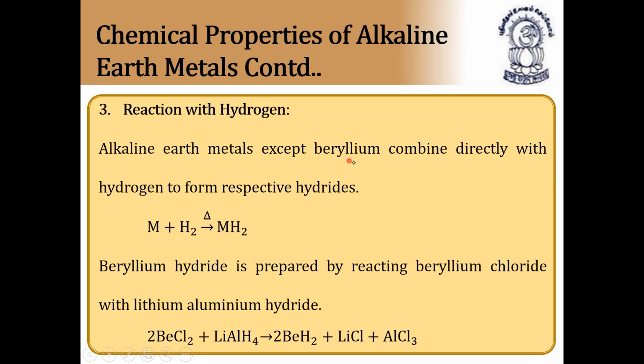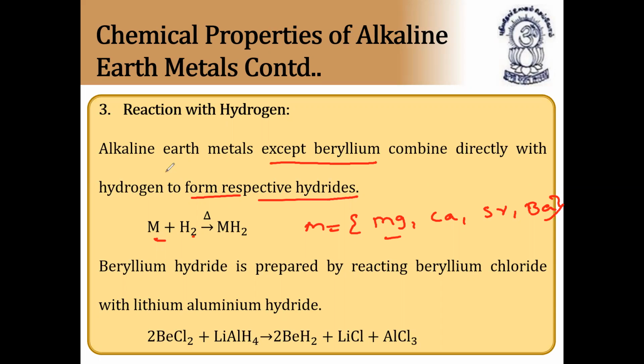Alkaline earth metals except beryllium, very, very important, except beryllium, combine directly with hydrogen to form the respective hydrides. So here the M could be magnesium, calcium, strontium, and barium. Not radium, because it is radioactive. These are the elements that form hydrides. Beryllium hydride will not form directly; it is formed indirectly. So magnesium hydride, calcium hydride, strontium hydride, and barium hydride. Alkaline earth metals except beryllium combine directly with hydrogen to form their respective hydrides of type MH2.